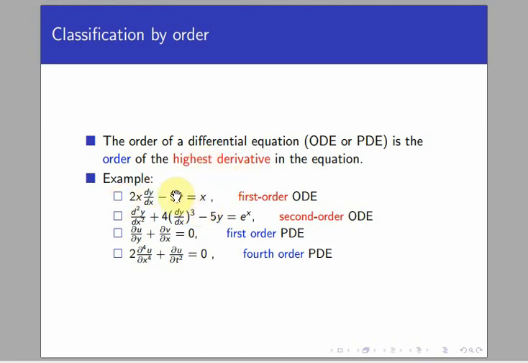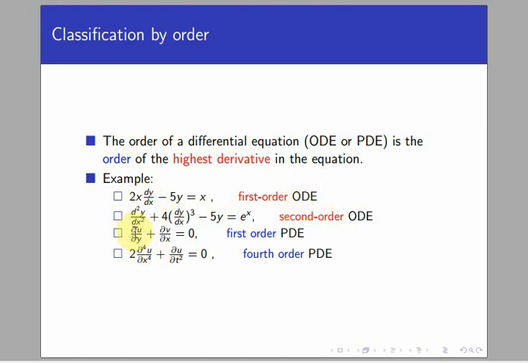Let us see the examples given here. In the first one, what is the highest derivative? Highest derivative is this one. So the order of this highest derivative is 1. Therefore it is a first order ordinary differential equation, and its type is ODE.